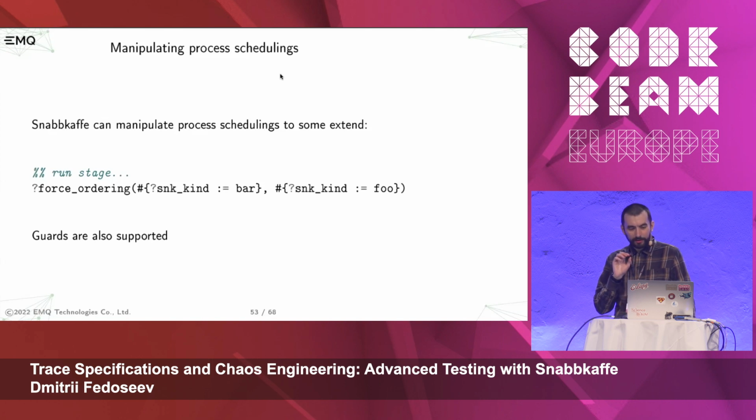Snabbkaffe can manipulate scheduling of the system. It's done by invoking the force ordering macro in the run stage. This macro takes two arguments, two match expressions, one for the event that must happen first, and another for the event that must be delayed until the first event is emitted. Please keep in mind that, of course, this macro can introduce deadlocks if the injected scheduling reverses the natural causality of the events. In the future, we will try to detect this situation in some cases.